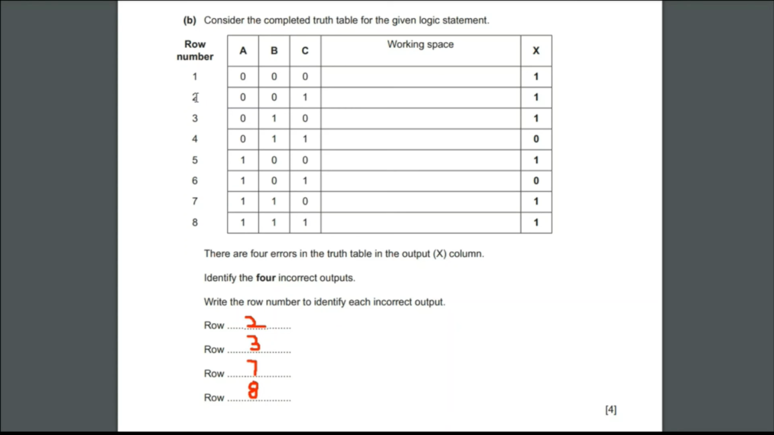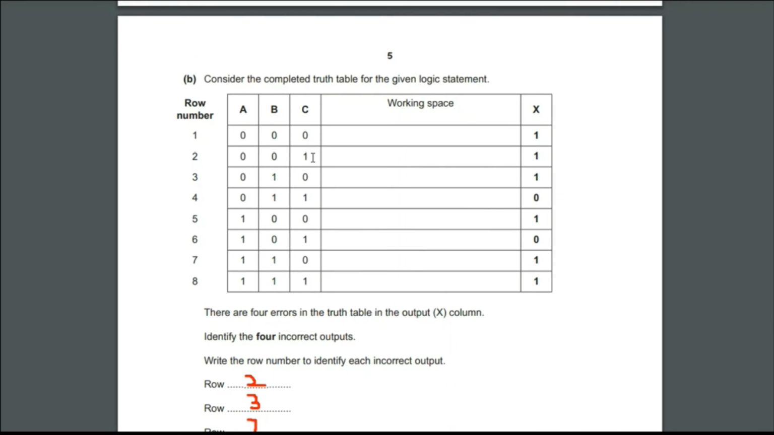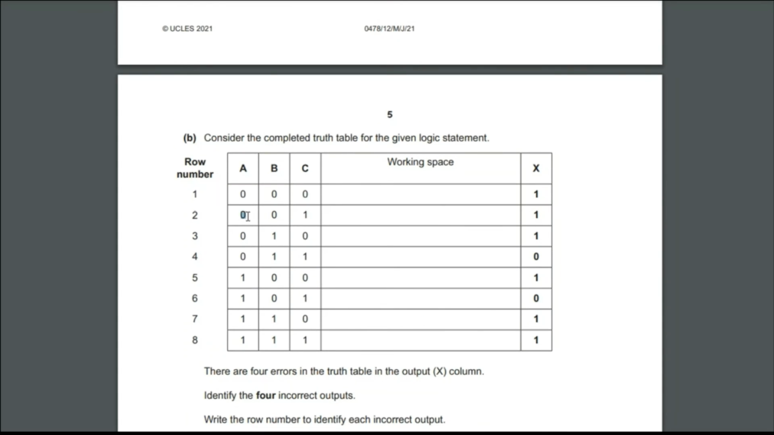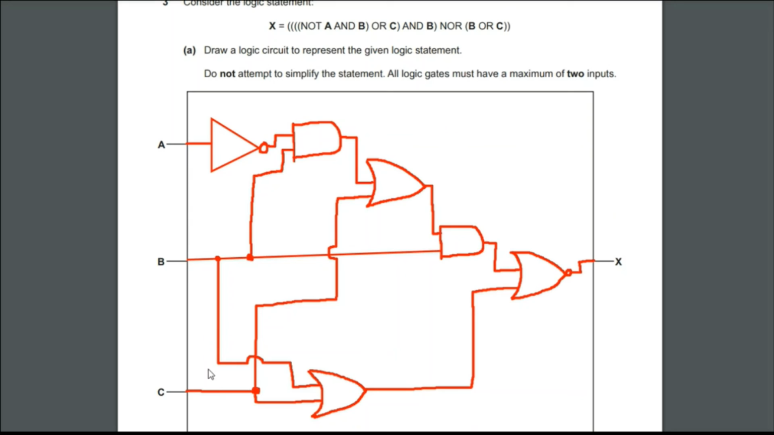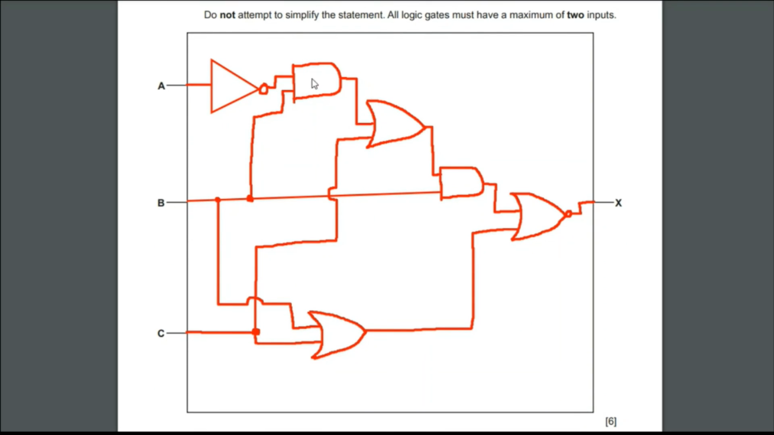And I'll just prove this for row 2, and say why row 2 is incorrect. So we'll substitute these values into the logic circuit which we have drawn. So A is 0, B is 0, and C is 1. So 0 when passed into a NOT gate will become 1, and then 1 and 0 going into an AND gate will become 0. So 0 and then 1, since C is 1, so 0 and 1 inside an OR gate is 1. So 1 and 0 inside an AND gate is 0.